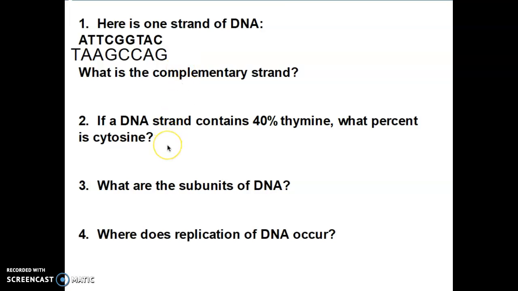Okay? If the DNA strand contains 40% thymine, what percent is cytosine? Well, remember, thymine pairs with adenine, T and A, so that means the A also has to be 40%. So 40 plus 40 would be 80, and that means 20% is remaining. So 10% would have to be C, and the other 10% would have to be G. Okay? I've seen both of these, or I've heard on the EOC lately, so that would be a good thing to remember.